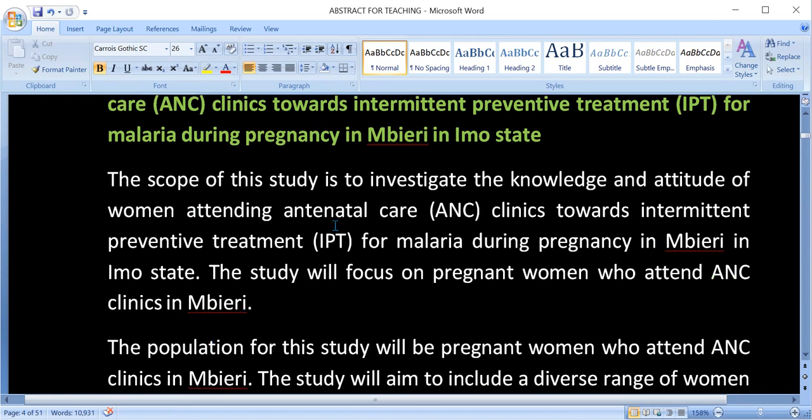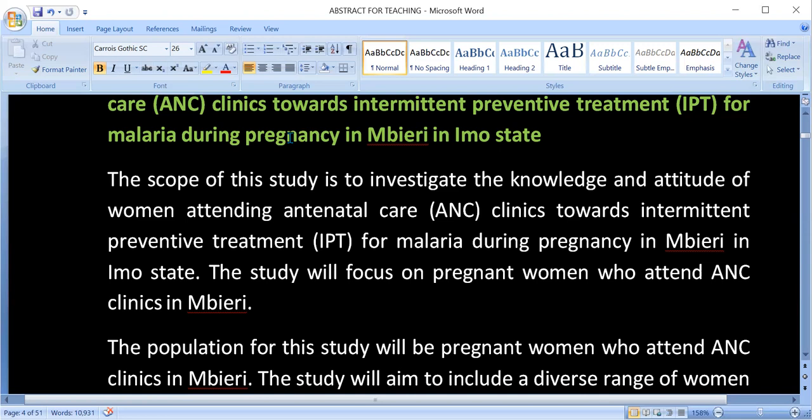The scope of this study is to investigate the knowledge. You see, it's only just to what? Investigate. It's not trying to correlate. It's just going to investigate and report what it found there. That's just the scope. Some other research can go into trying to test the relationship between one variable and another. That's their own scope. So the scope of this study is to investigate the knowledge and attitude of women attending antenatal care clinics towards intermittent preventive therapy for malaria during pregnancy in Imbiri, in Imo State.